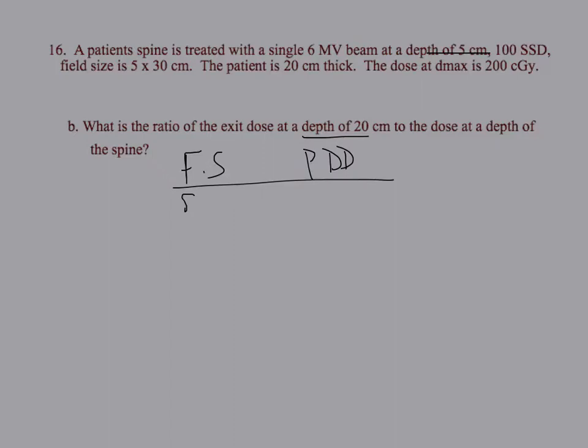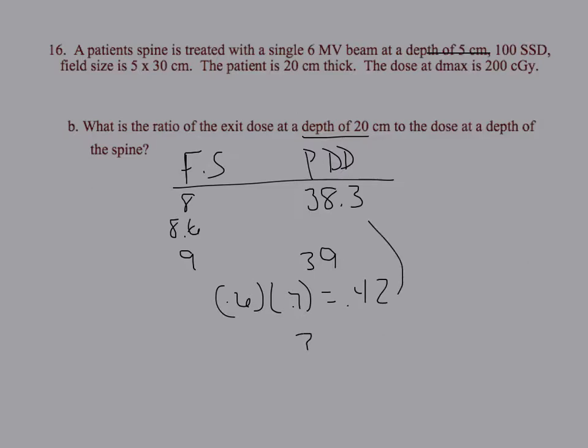So we're going to use the same equivalent square. We're using that same field size, but I'm looking at my percentage depth dose at 20. For the field size of 8 by 8, it should be 38.3 at a depth of 20, and for the 9 by 9 field, it should be 39. When we do our interpolation, it should be 0.6 times 0.7, which equals 0.42. I add that to 38.3 plus 0.42. Your new percentage depth dose is 38.7.